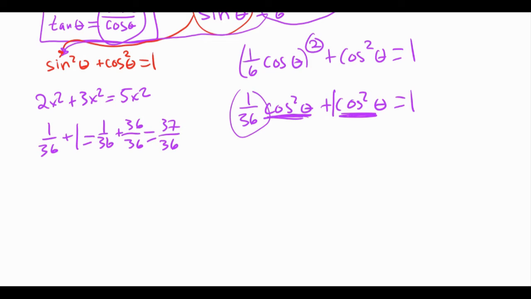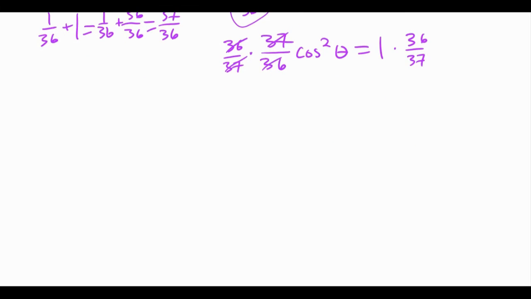Again, lots of little things that we're putting together to create this, so don't be too stressed out so far. We got 37/36 times cosine squared theta equals 1. Now we are going to try and get cosine squared theta alone. So we're going to divide both sides by 37/36, or multiply by the reciprocal, because I want to get rid of that, because that would cancel out the stuff on the left and leave me with just cosine squared theta equals 1 times 36/37, which is just 36/37.